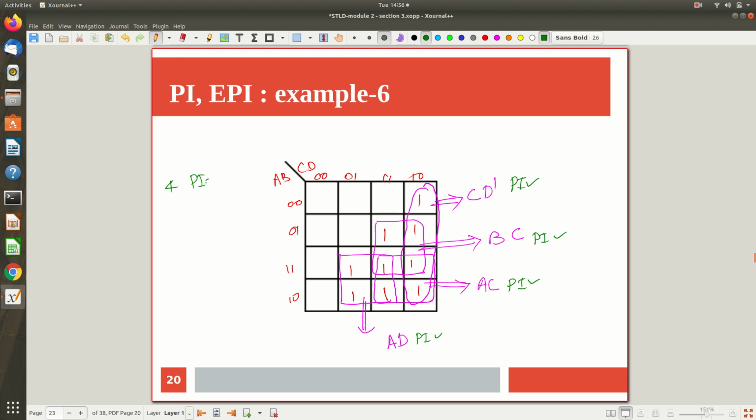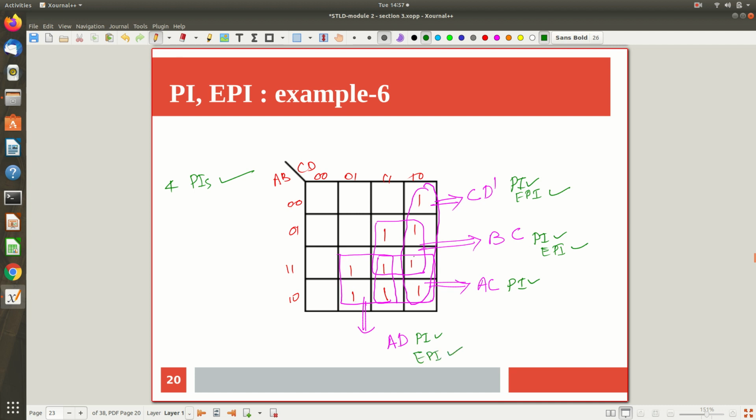This is a question they can ask you: how many are there? Now check whether they are essential or not. This one is essential because of this one, so it is an essential prime implicant. Similarly, this is essential because of this one, so that is also an essential prime implicant. This is also essential because of these 2 ones, so this is also an essential prime implicant.